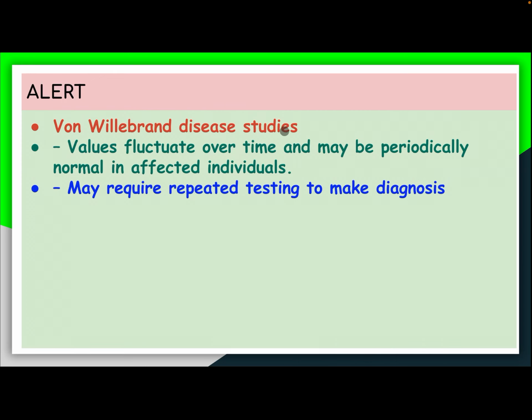Von Willebrand disease study: values fluctuate over time and may be periodically normal in affected individuals. It may require repeated testing to make the diagnosis.